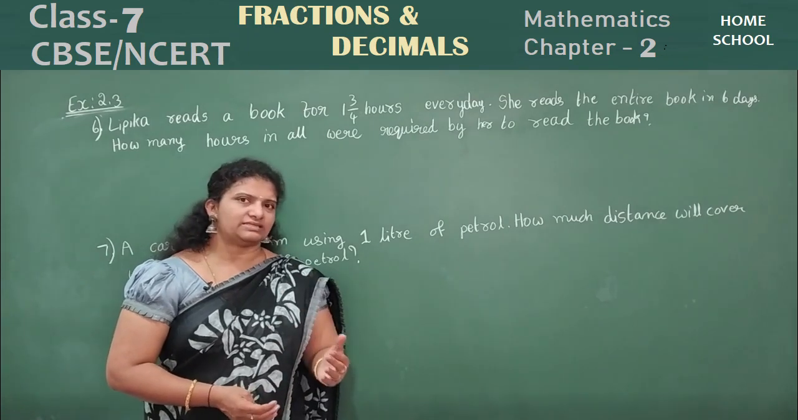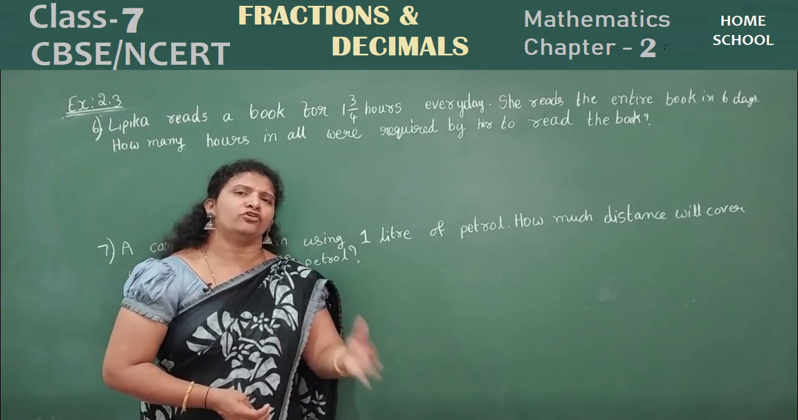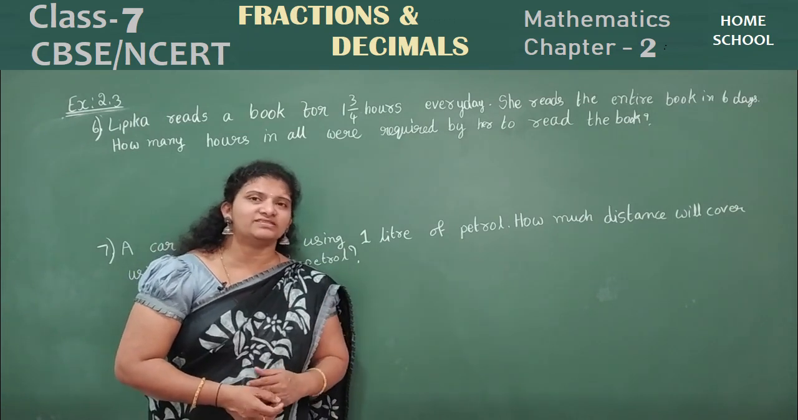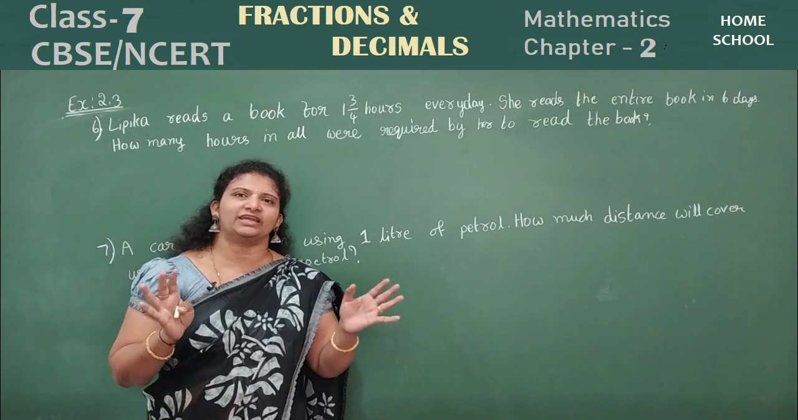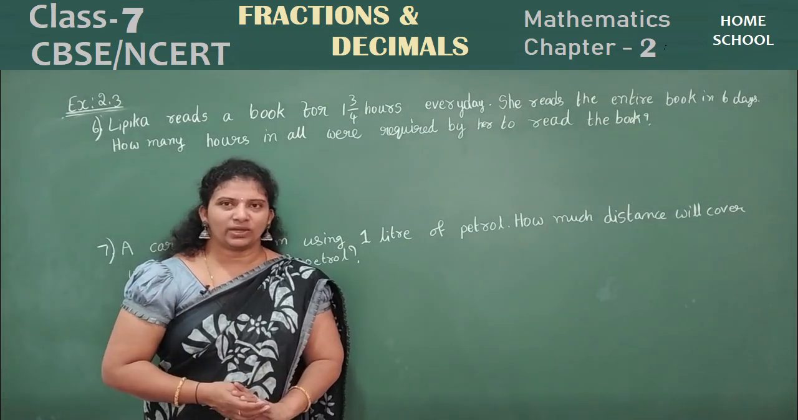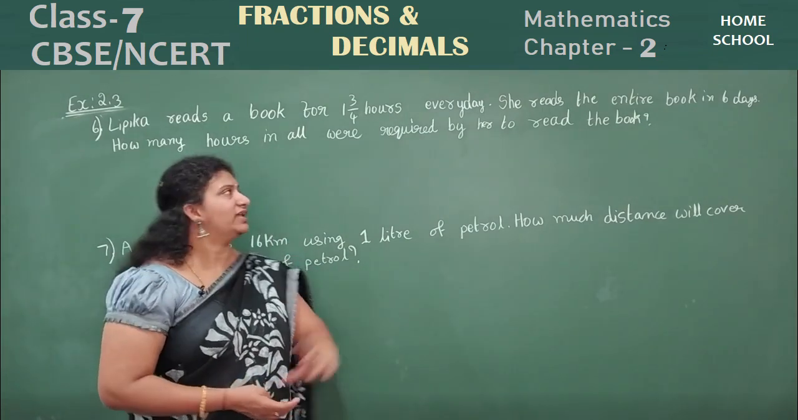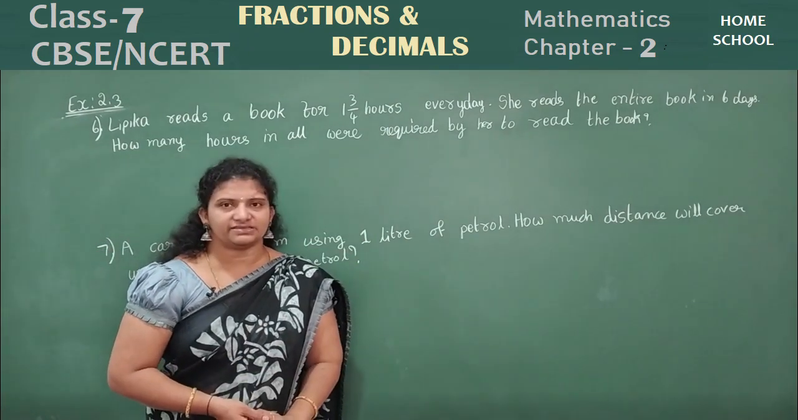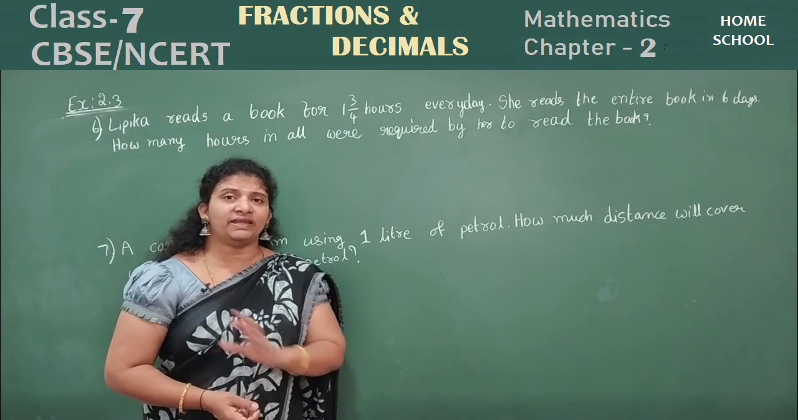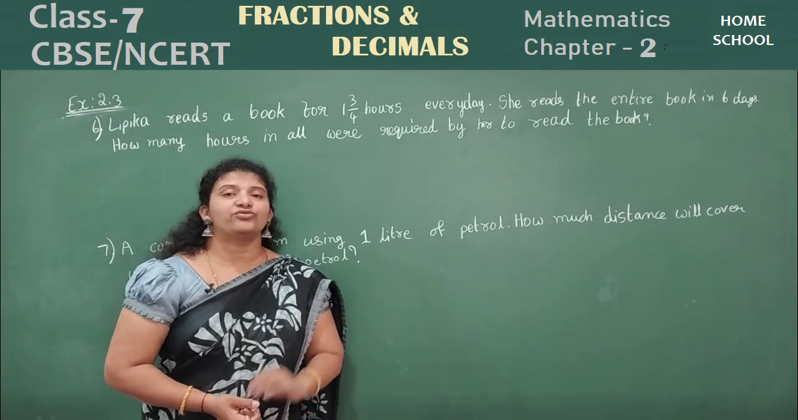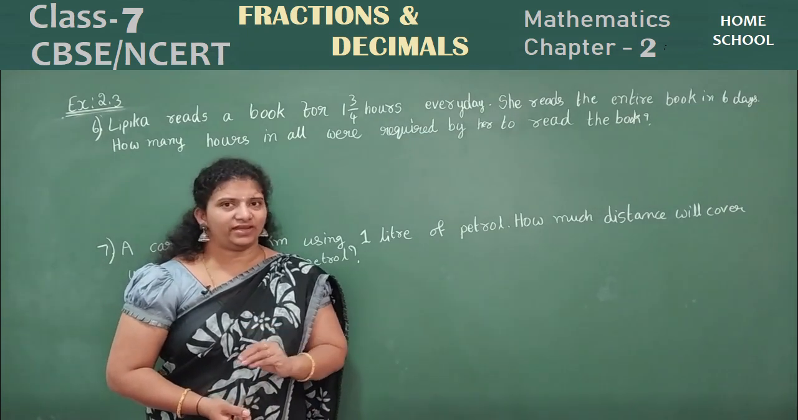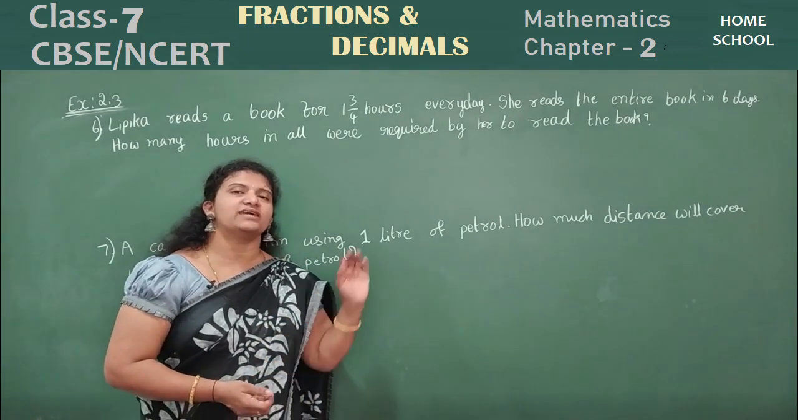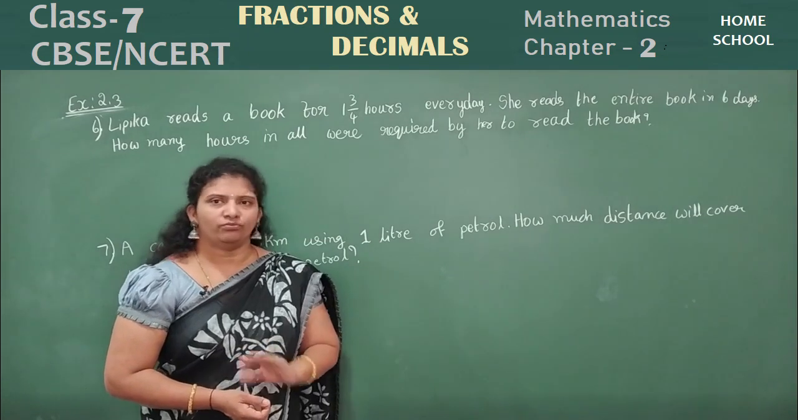So, similarly, 2nd day, 3rd day, 4th day, 5th day, by the end of your 6th day, what happens? The full book she read completely. Okay, understand the question carefully here. She reads the entire book in 6 days. Every day, limited time, 1 3/4 hours every day she read. Like that, she read 6 days and she has completed reading the book.